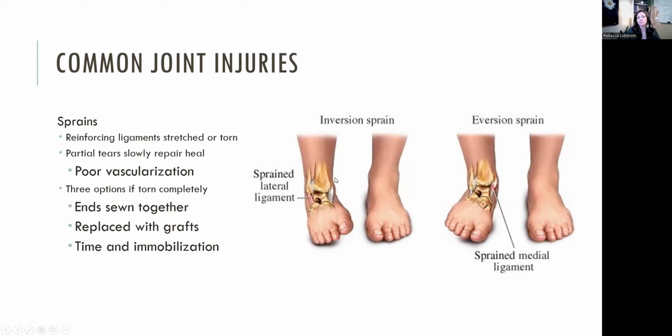This is just looking at the differences between an inversion, eversion sprain. And because it is overstretching these ligaments, that's going to dictate where we end up with the injury. So on an eversion, you see the lateral side of the foot is where we are going to see the injury, as opposed to an inversion sprain versus an eversion sprain. We see it on the medial side.